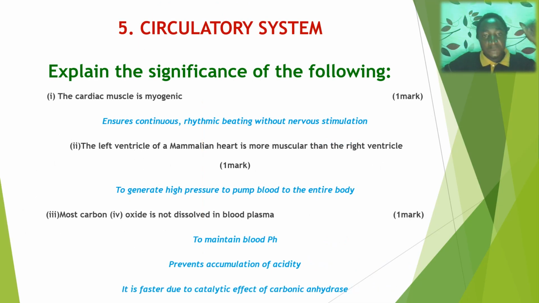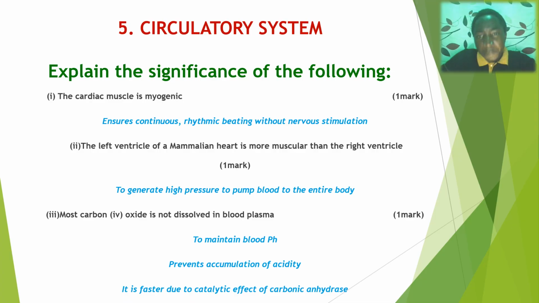Next question comes from the circulatory system, and it is asking us to explain the significance of the following. Number one, why is the cardiac muscle myogenic? Actually, the cardiac muscle is myogenic so as to ensure that there is continuous and rhythmic beating without nervous stimulation.